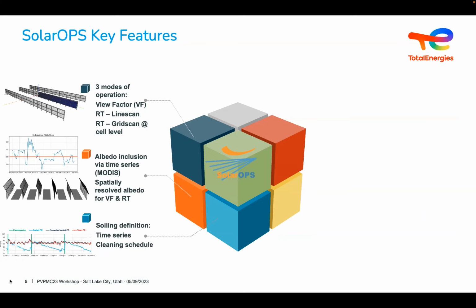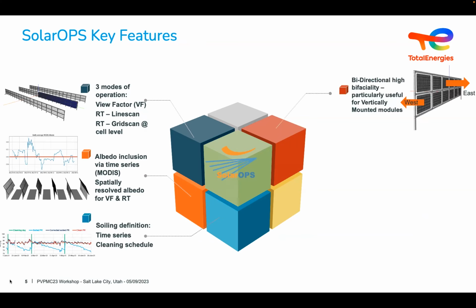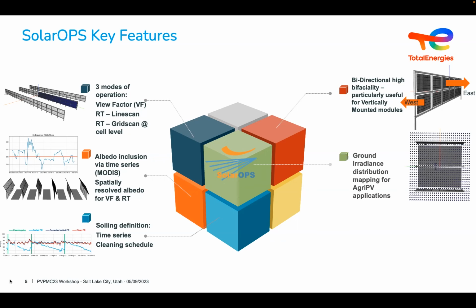Also, we have flexible ways to define soiling, either by means of time series, cleaning schedule, or the classic constant way of defining soiling. One other important feature, which is specifically useful for vertically mounted modules used in agrivoltaics, is that we can specify different bifaciality on the upper and the lower side of the same module row, which allows us to do this simulation in just one stroke.